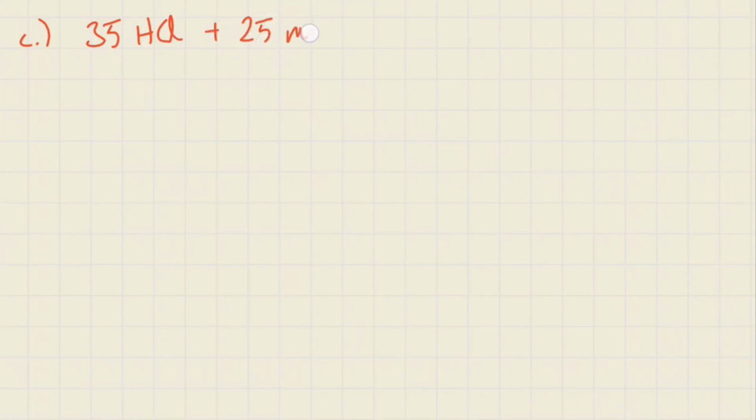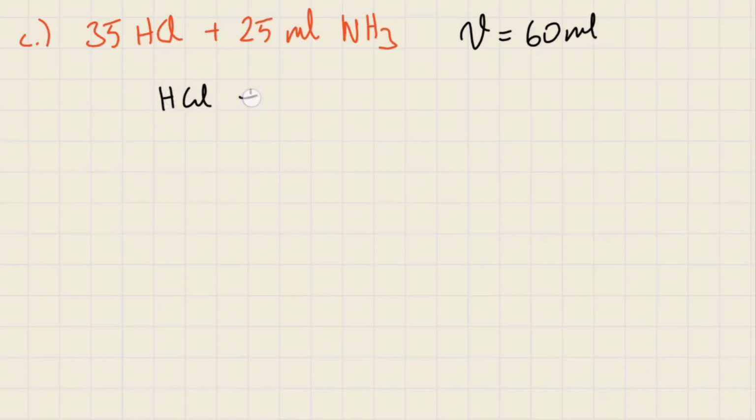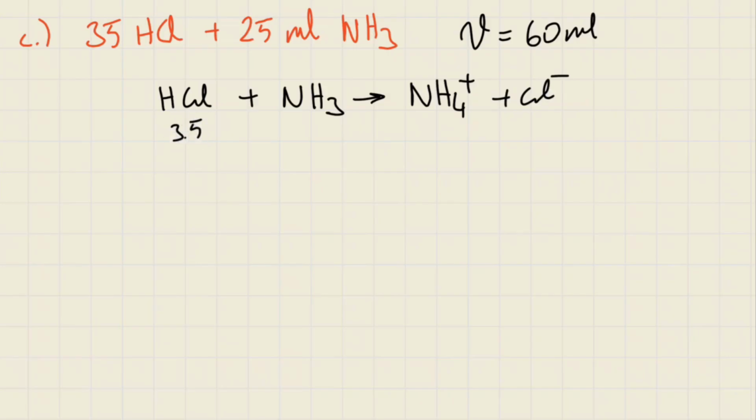So here the total volume is 60 milliliter. So there is an acid-base reaction. We have HCl plus NH3. They will both react. So we have 3.5 millimole of HCl. We have 2.5 millimole ammonia. So ammonia here is the limiting reagent.